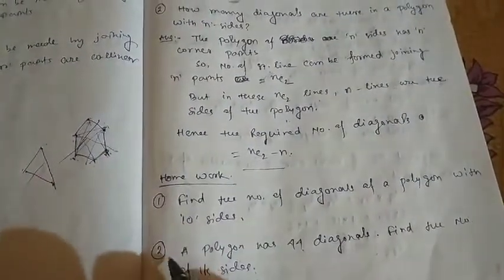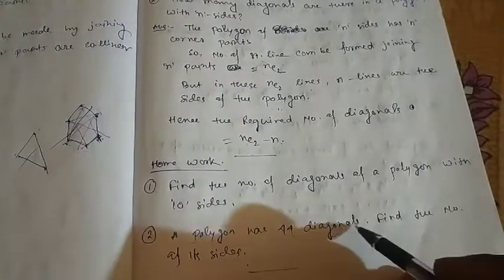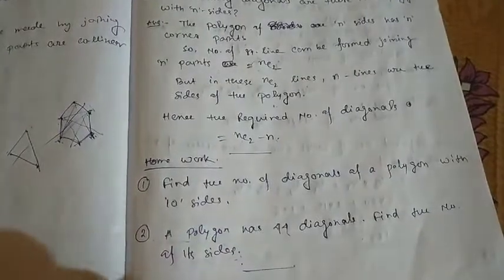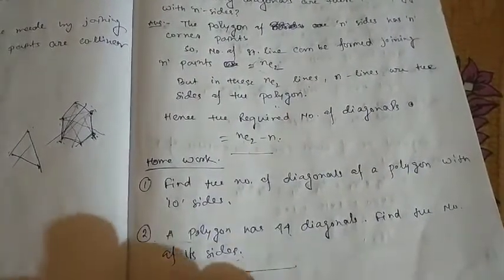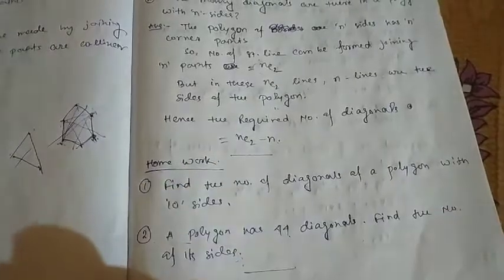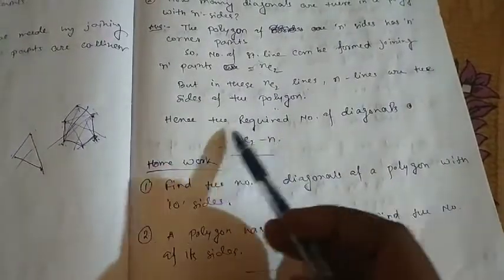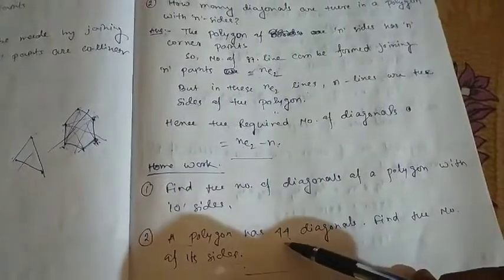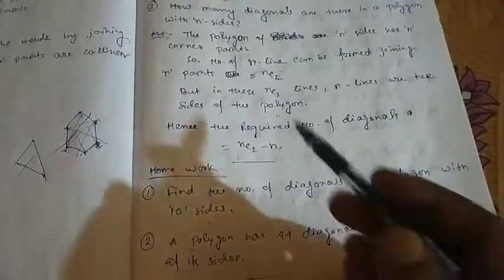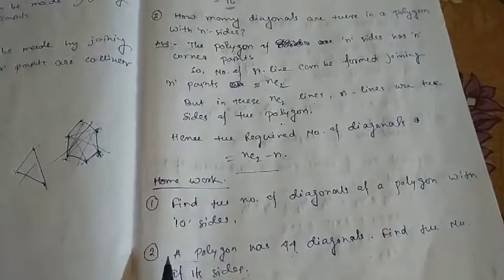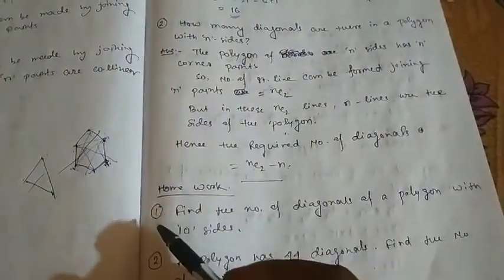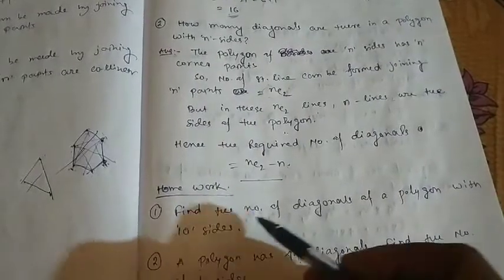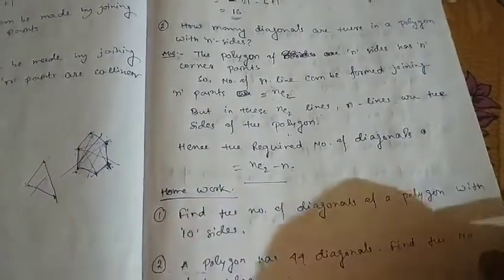Such an example I have given as homework. A polygon has 44 diagonals. Find the number of its sides. The number of sides is not given, so we can take it as n. So the number of diagonals will be nC2 minus n, which will be 44. Then solve this equation and you can find the number of sides. Try it. Also, I have given a second homework, which is to find the number of diagonals of the polygon with 10 sides.